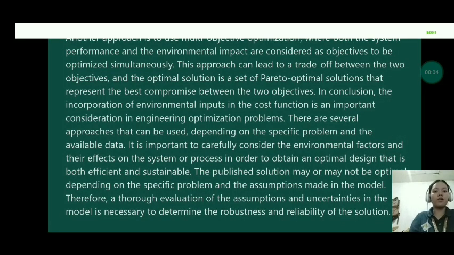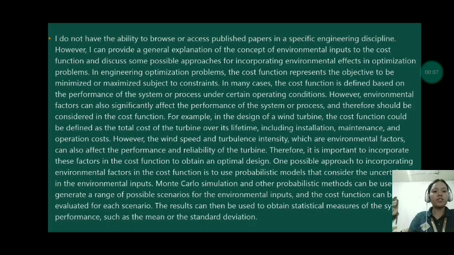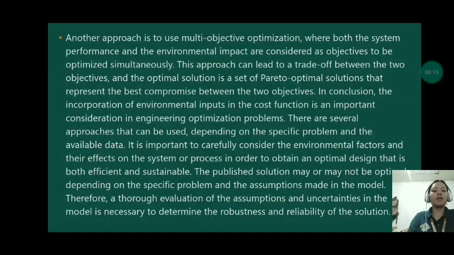The results can be used to obtain statistical measures of the system's performance, such as the mean or the standard deviation. Another approach is to use multi-objective optimization, where both the system performance and the environmental impact are considered as objectives to be optimized simultaneously. This approach can lead to a trade-off between the two objectives, and the optimal solution is a set of Pareto optimal solutions that represents the best compromise between the two objectives.